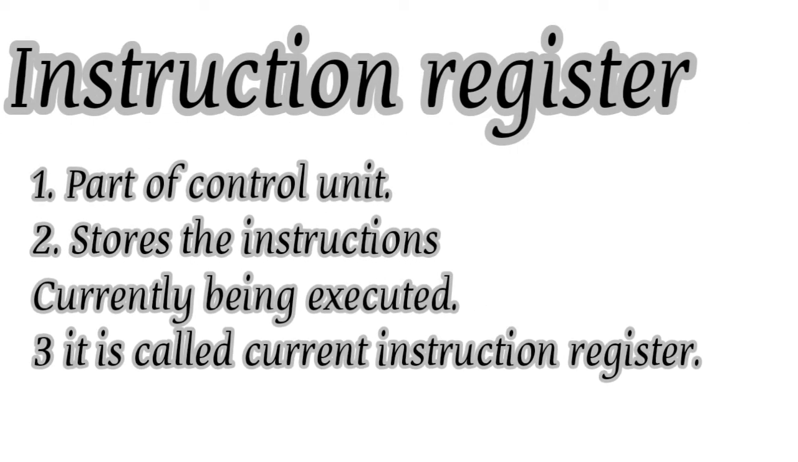Instruction register. It is a part of the control unit which stores the instruction currently being executed. Each instruction to be executed is loaded into the instruction register. It is also known as the current instruction register because it holds the current instruction being executed, and it is a special part of the control unit.